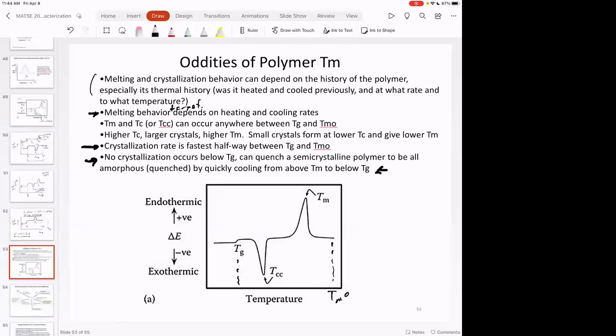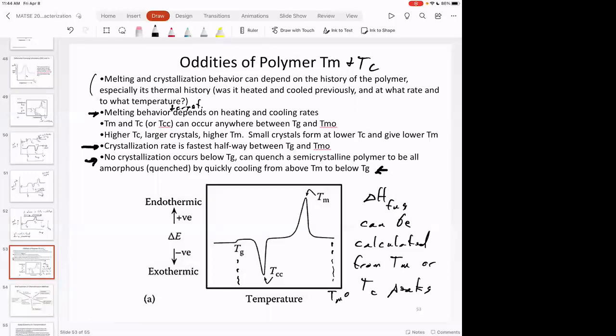So these are some bullet points that you want to remember for TM and TC, including that delta H of fusion can be calculated from TM or TC peaks. That's important because you could figure out the percent crystallinity from those peaks.